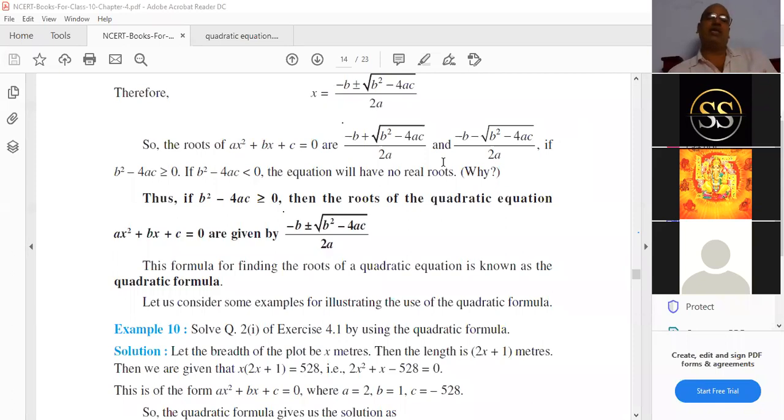If b square minus 4ac is less than 0, you need not solve that equation. This is called the nature of roots. Nature of roots means you need not solve the equation. Only when we are asked to solve the equation do we have to solve it.